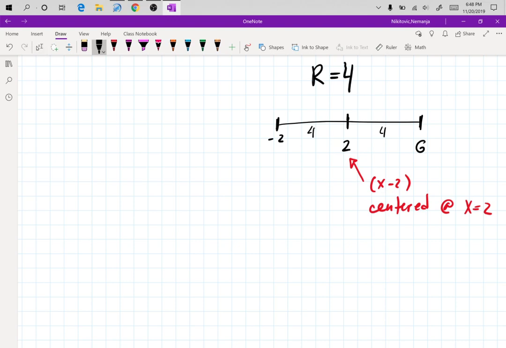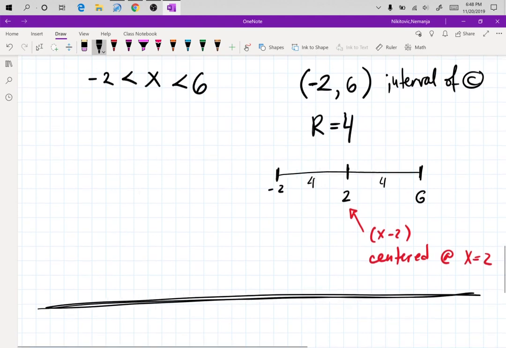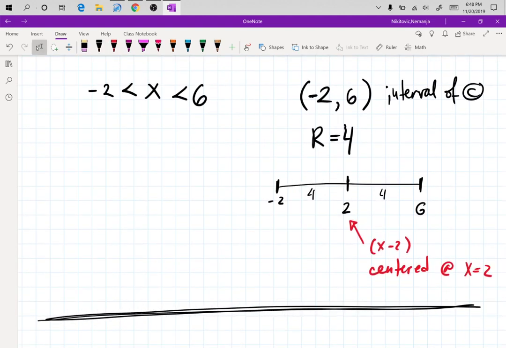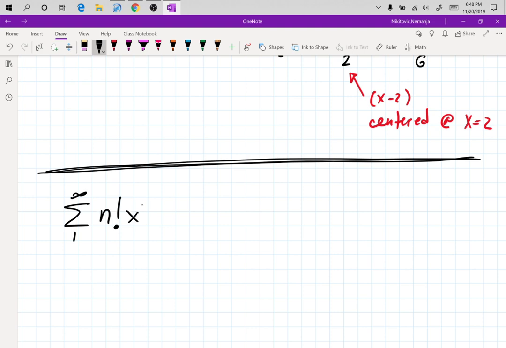Cool. So the first problem converged for every x under the sun or outside the galaxy. The second problem converges only with numbers between -2 and +6, not including those, right? And now we have the third problem, summation 1 to infinity of n factorial times x to the n.